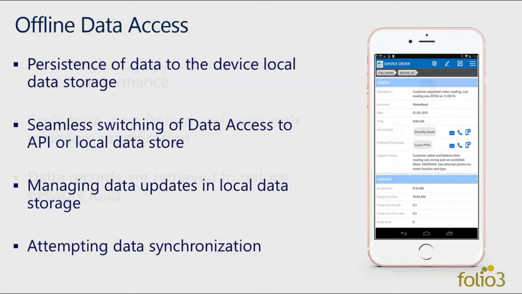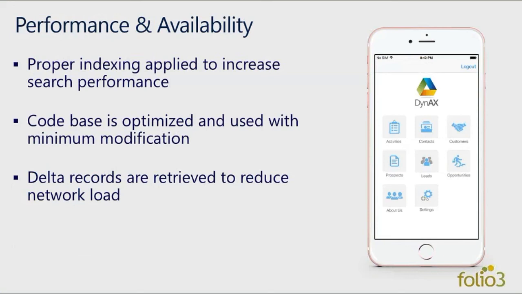Okay, after the offline data access, the next most important thing that comes up is performance and availability. Now, performance is the heart of any application, in any mobile application or in any of the server applications also. So we need to maintain a way so that the performance is up to the mark. Proper indexing should be applied on each of the searches that we are doing. The search performance should be as fast as we can make it. The code base should be optimized in a way that minimum modification can incorporate any change that we like.